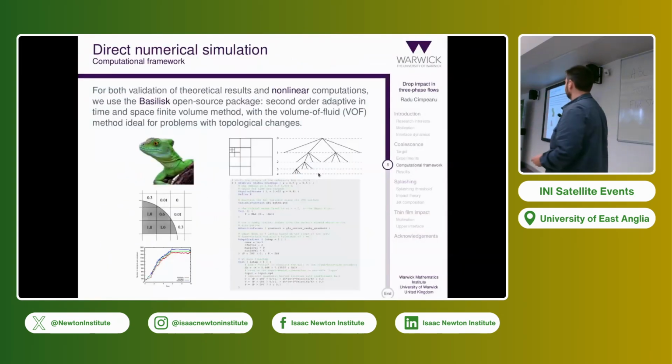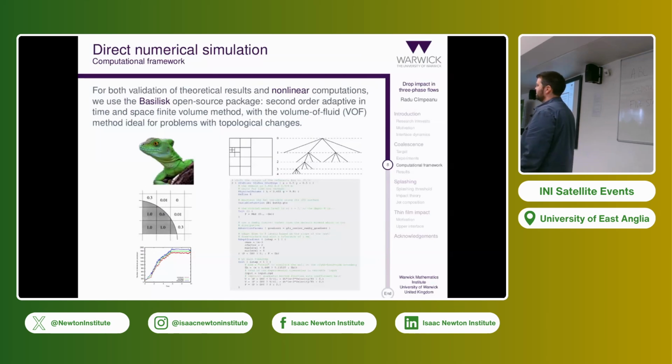The other ingredient on the computational side is, we've heard quite a bit about Basilisk over this week. I will not belabor the point, but it's a wonderful tool to do the type of computations that require topological changes in particular. So if you do have problems that involve coalescence, splashing, and so on, I think it's a really reliable tool that's been very useful to the community. So we're very grateful for all the development that's been done in it.